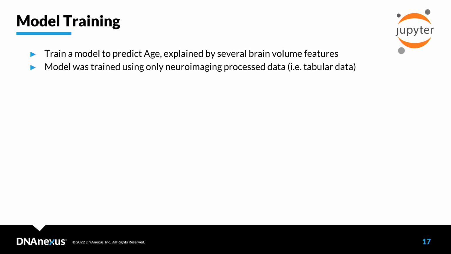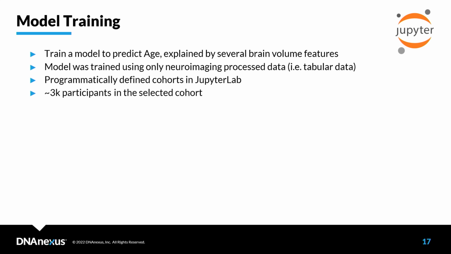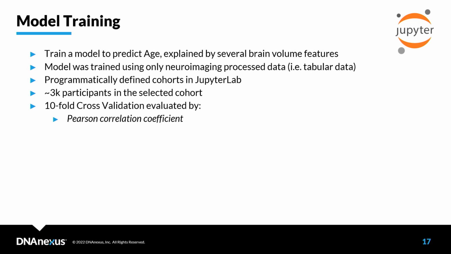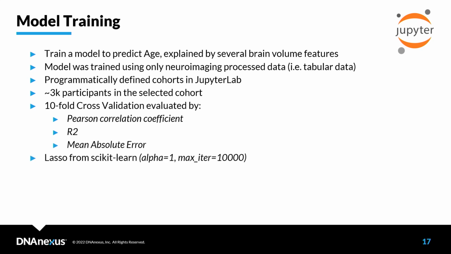My model was trained using just neuroimaging processed data in a tabular form. Everything was defined in the GUI, but you can also do it programmatically in JupyterLab. I used approximately 3K participants in my selected cohort, applied tenfold cross-validation, and did some evaluation by the following metrics: Pearson correlation coefficient, R squared, and mean absolute error. Then I fed the data into a Lasso model from scikit-learn.